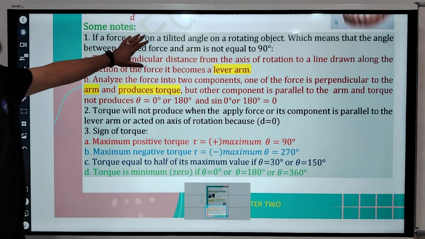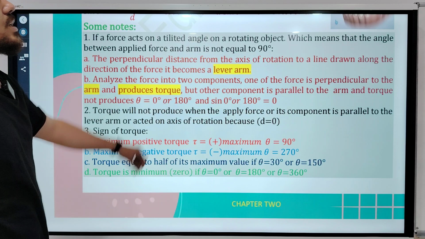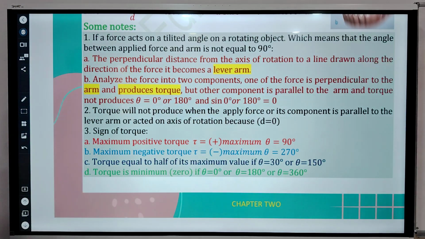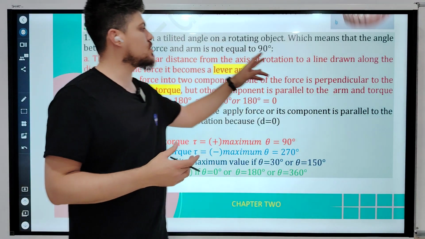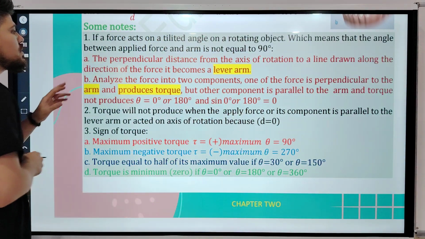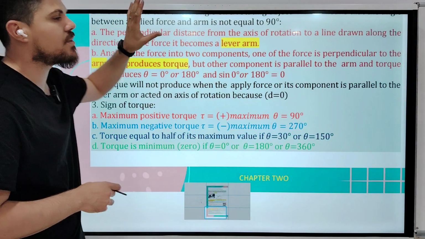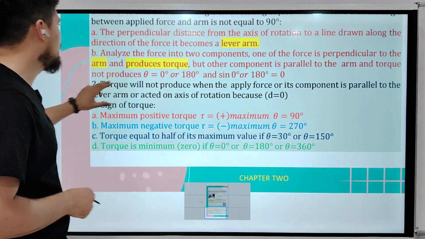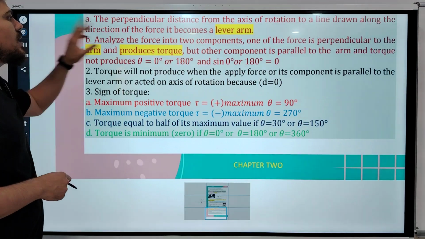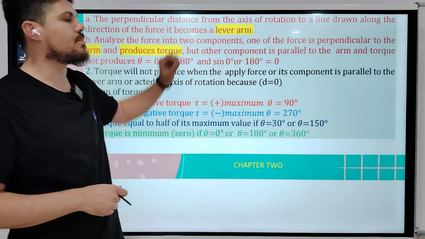If a force acts at a tilted angle on a rotating object, which means the angle between the applied force and the arm is not equal to 90, then the perpendicular distance from the axis of rotation to the line drawn along the direction of the force becomes what? The lever arm, as I mentioned before. And you have to analyze this force into two components.